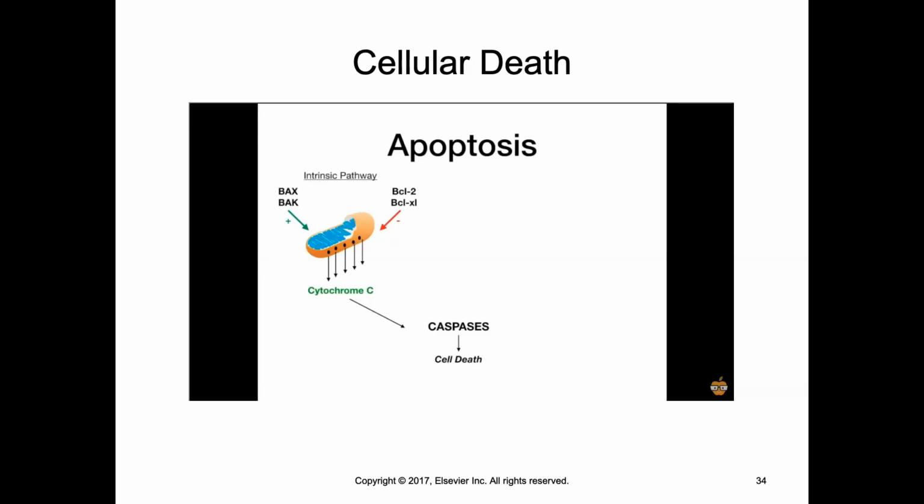But what happens if BCL2 and BCL-XL are the ones that are activated? Well, in this case, what happens is you never get the release of the cytochrome C from the side of the mitochondria.